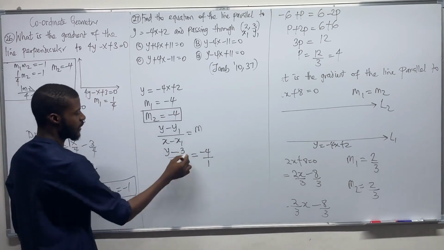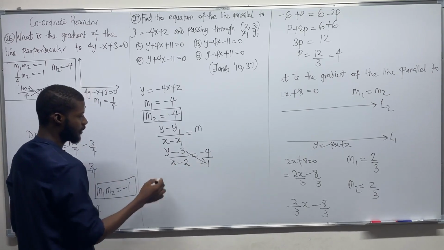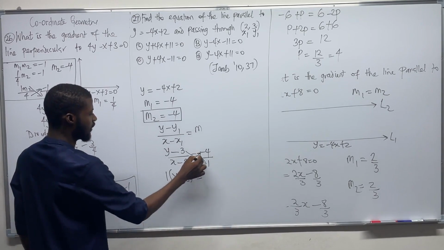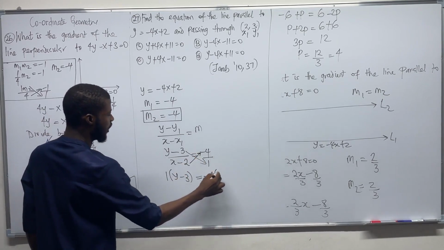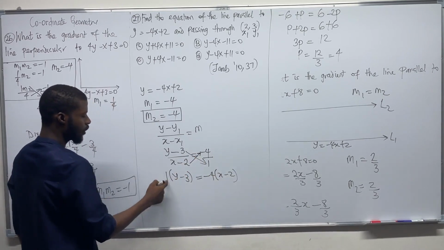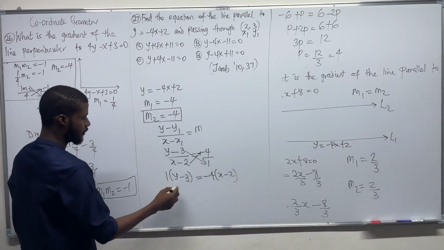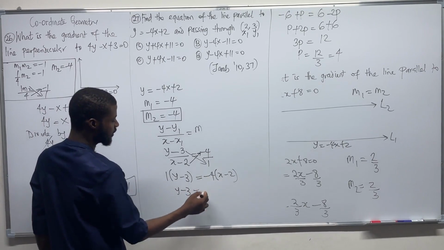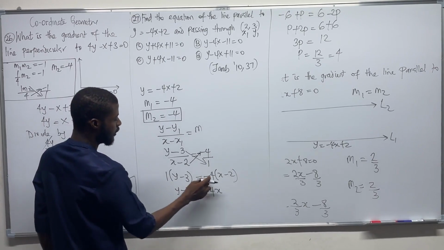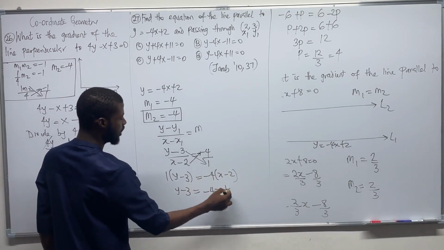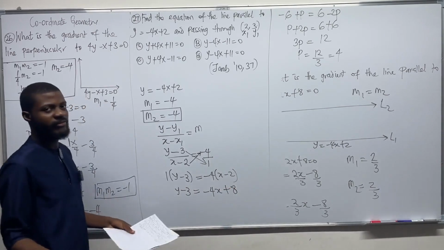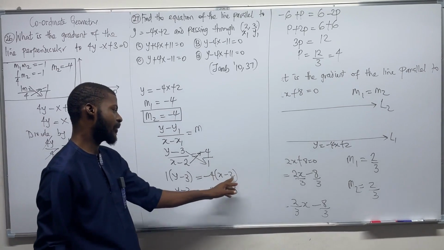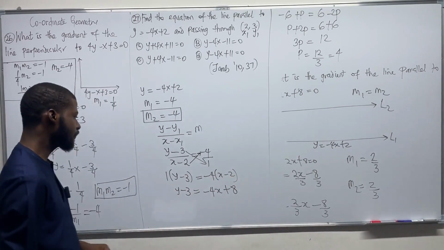So let's cross multiply. This will times this. So we'll have 1 times (y minus 3) equal to this times this, so that's minus 4 times (x minus 2). 1 times anything is the same thing. So this is y minus 3 equal to minus 4 times x, which is minus 4x. Minus 4 times minus 2 is plus 8. You have to be very careful because minus times minus is plus. 4 times 2 is 8.